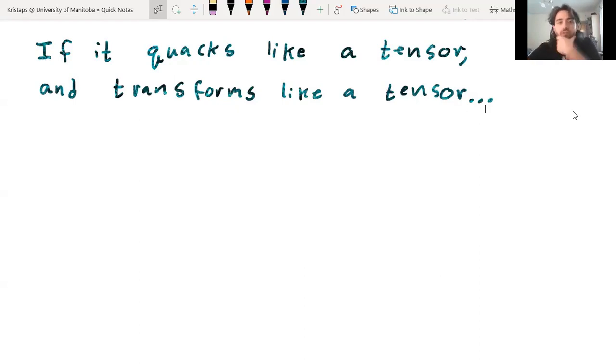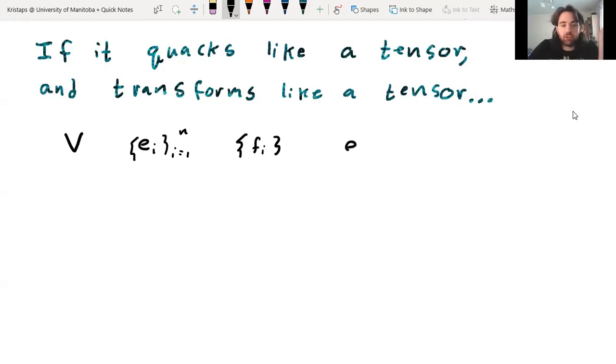So we're starting off in this case with some vector space V. And let's suppose that we have two bases. So I'm going to have one basis, it'll be E_i, maybe i goes from 1 up to n. And some other basis of vectors I'm going to label by F_i. And suppose we have a change of basis, right? So we want to change our basis from this set of vectors E_i to this basis F_i.